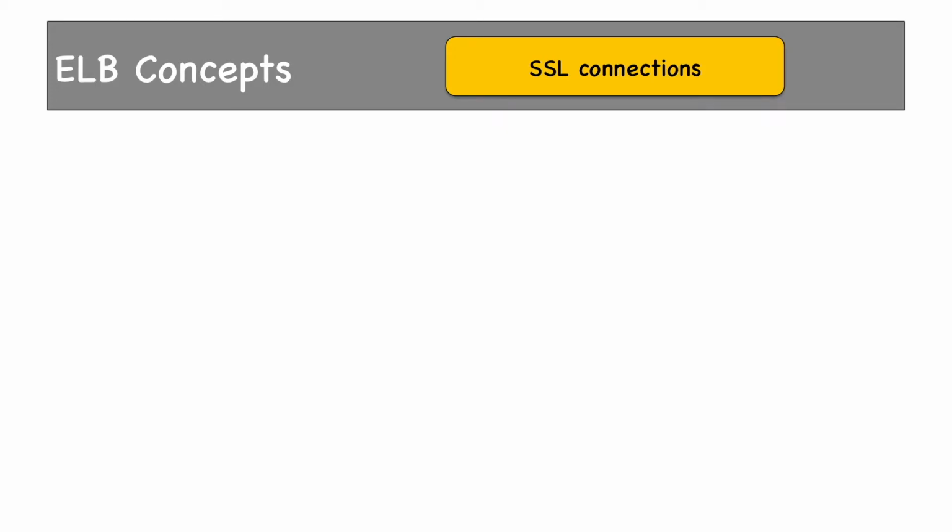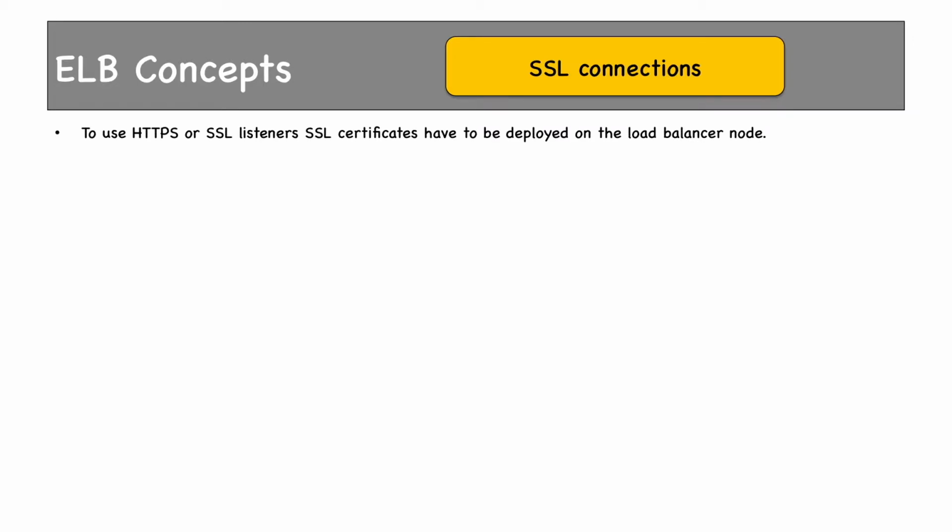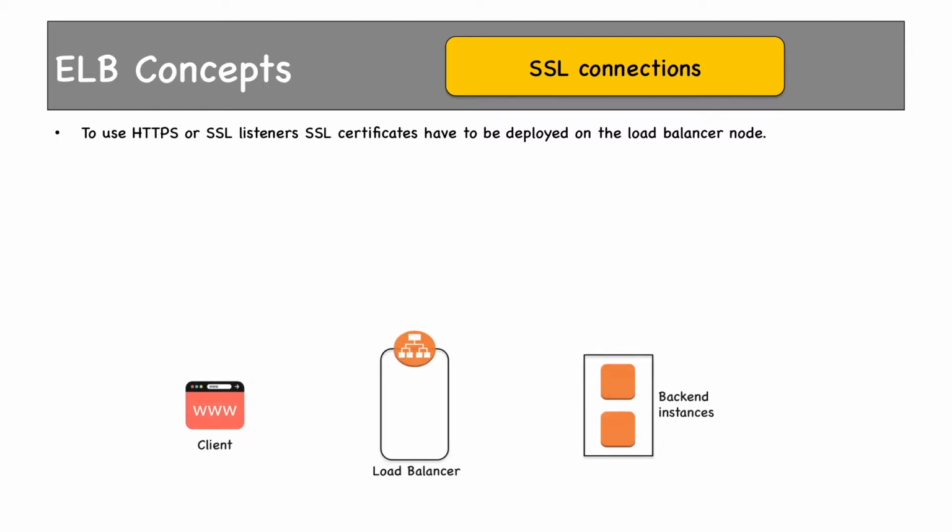How SSL connections work in load balancers. To use HTTPS or SSL listeners, SSL certificates have to be deployed on the load balancer node. This is our setup with client browser, application load balancer, and backend instances in target groups. For HTTPS to work, we have to deploy SSL certificates on the load balancer node.